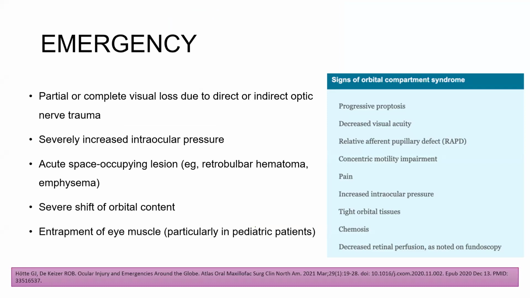These are the signs and symptoms of orbital compartment syndrome: progressive proptosis, decreased visual acuity, relative afferent pupillary defect, concentric motility impairment, pain, increased intraocular pressure, tight orbital tissues, chemosis, and decreased retinal perfusion. So both trapdoor fracture and orbital compartment syndrome are emergencies.